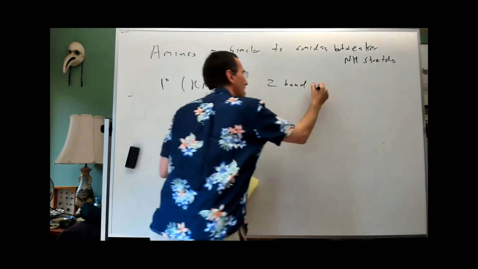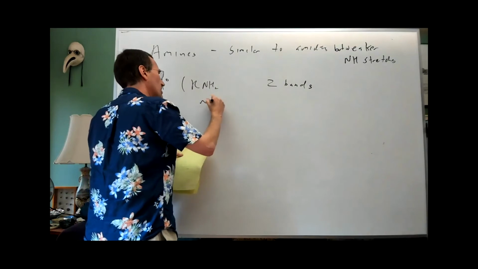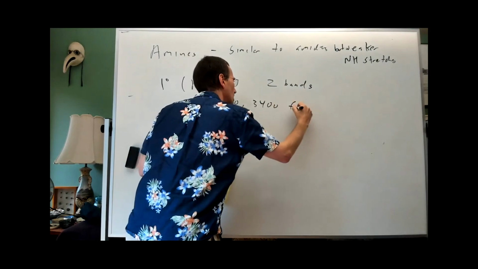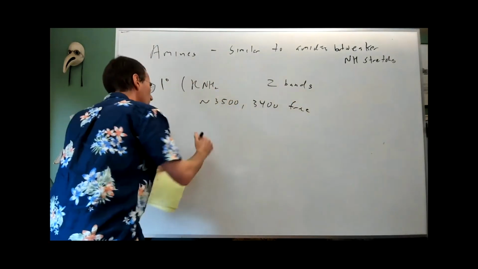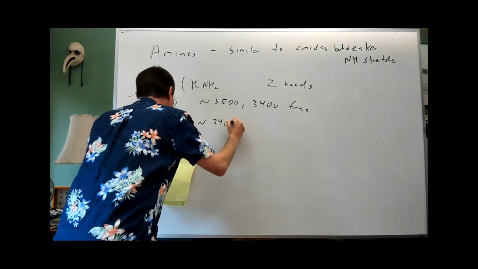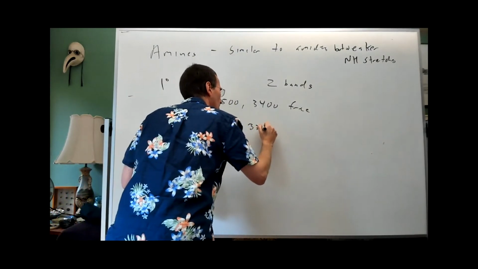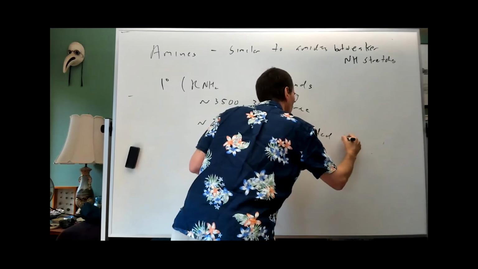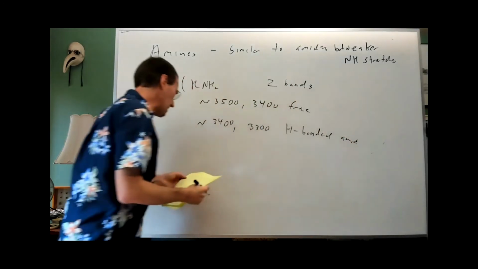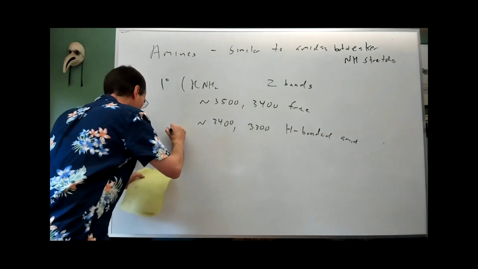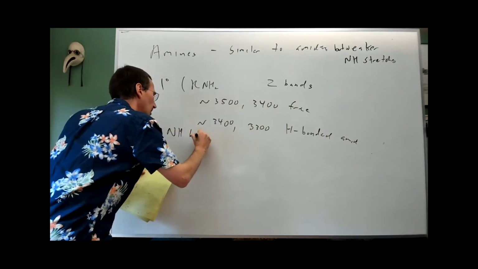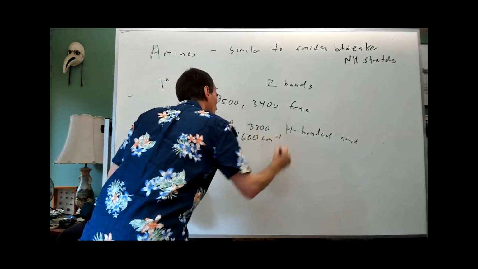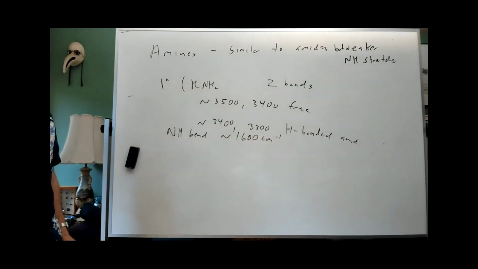So there are going to be 2 bands for a primary amine, and those bands would correspond to about 3,500 and 3,400 for the free amine, and about 3,400, a little lower in frequency, and 3,300 for the H-bonded amine. In other words, often that would be neat. You'll also see an NH bend at about 1,600 wave numbers. So right on the edge of the fingerprint region.